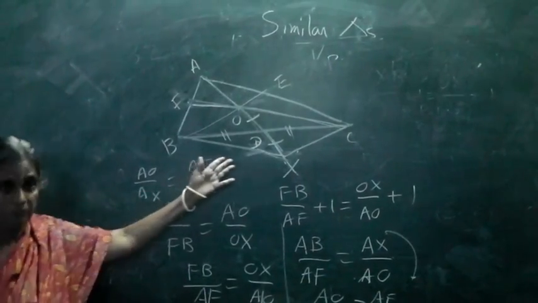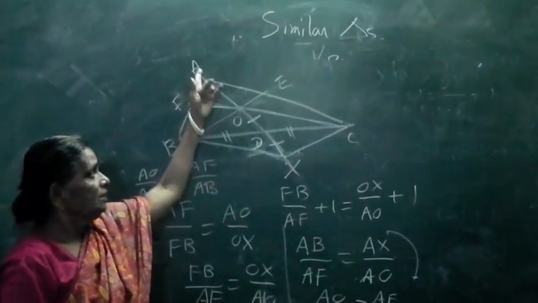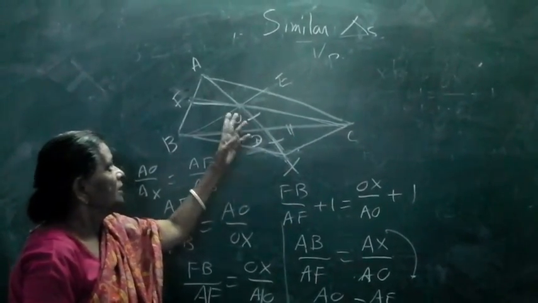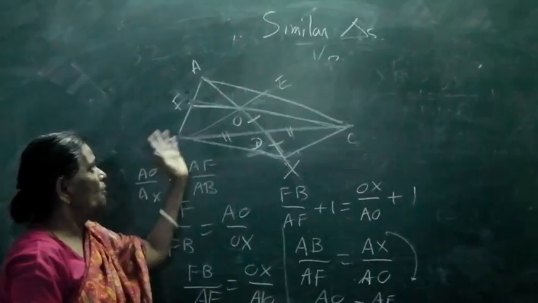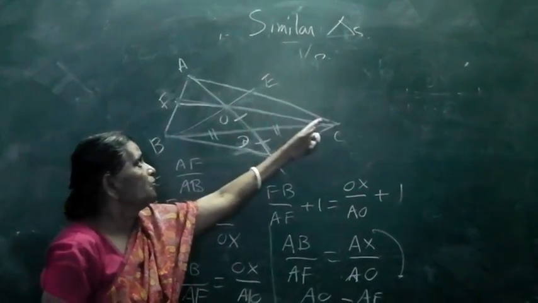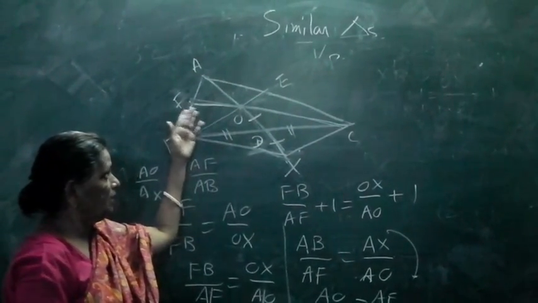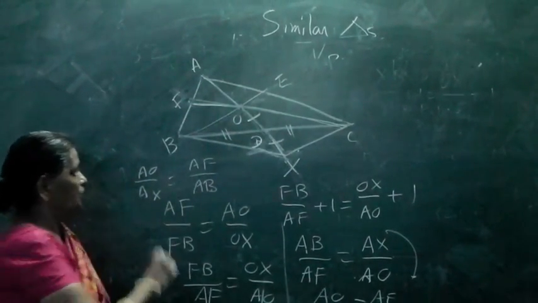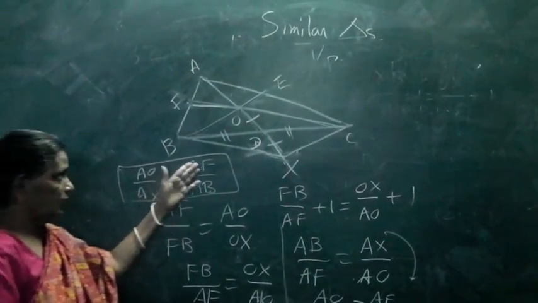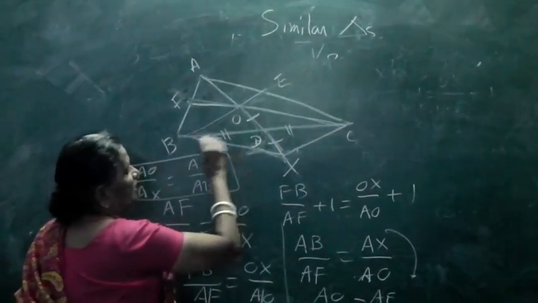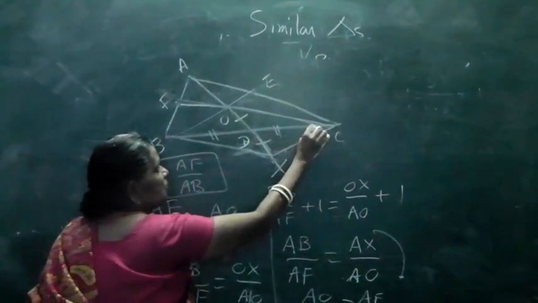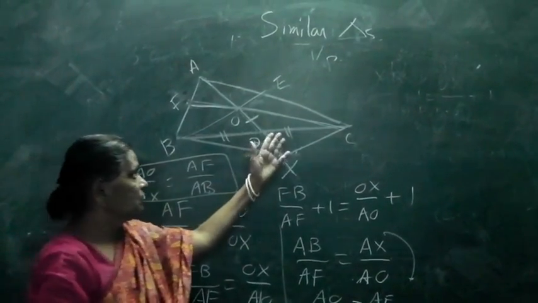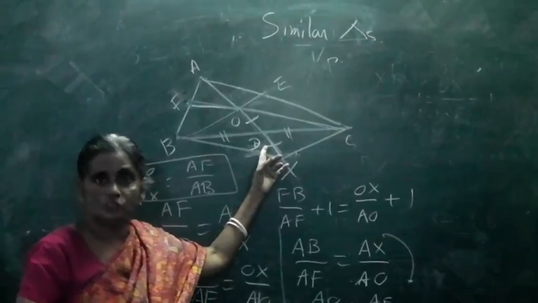See, once again I will explain this one. ABC is the triangle, D is the midpoint, and AD bisects BC. Taking any point O on this median, you produce BO and CO to meet the two sides at E and F respectively. We are producing this so that this OD segment is equal to DX. O can be anywhere. And you are going to prove AO by AX is equal to AF by AB. Since this is equal to this, and this is equal to this, in this quadrilateral the diagonals bisect each other. Obviously, it is a parallelogram. Only in a parallelogram do diagonals bisect each other.